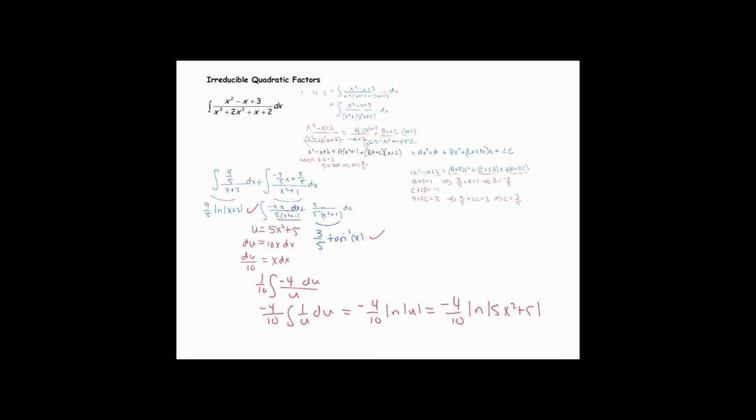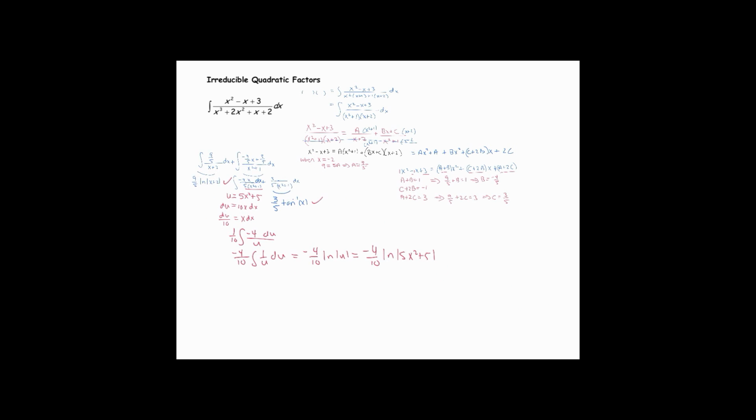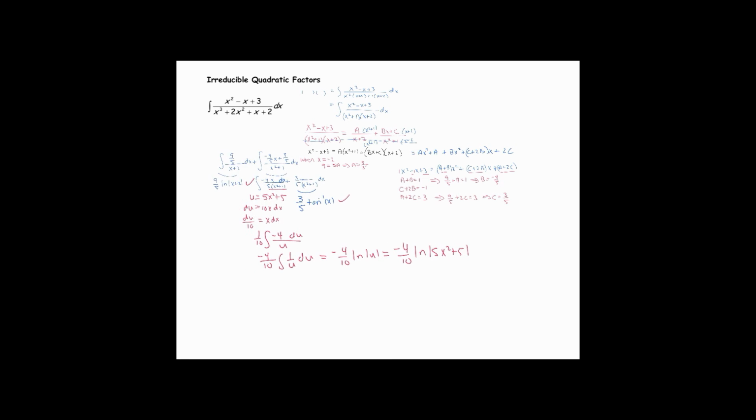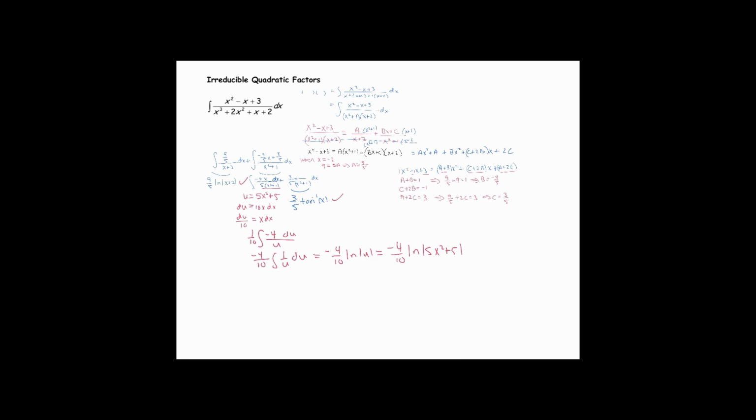Alright, and so putting all the pieces together, our final answer is 9/5 natural log of the absolute value of x plus 2, plus -4/10 natural log of the absolute value of 5x squared plus 5, plus 3/5 tan inverse of x plus c.